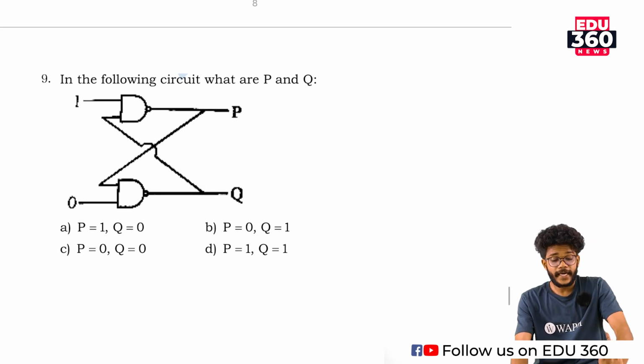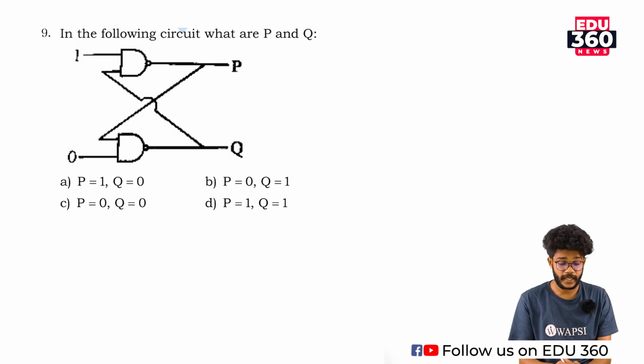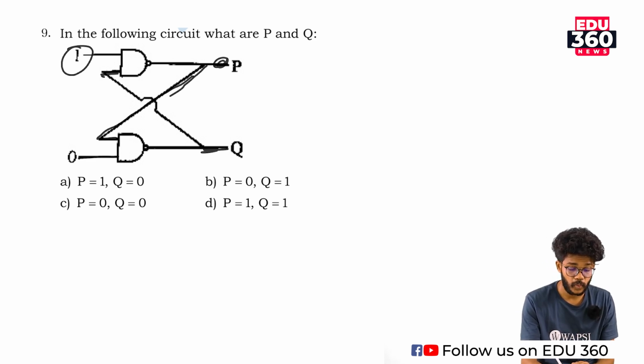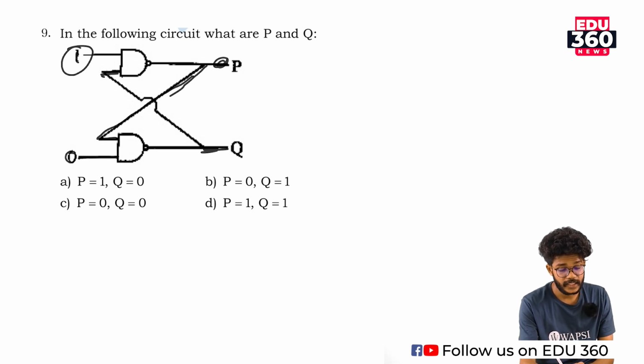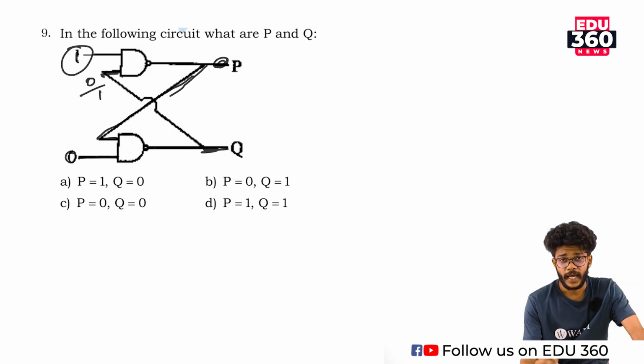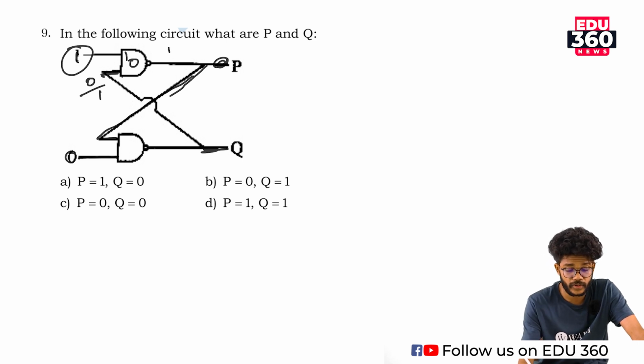And the ninth question is, in the following circuit, what are P and Q? What is the result of P and Q? Actually in here this is 1 and we don't know the Q. Then we don't know the P, and the unknown quantity has given us the input in here. Actually we know that this is 0 and this is 1. This can be 0 or 1, only two chances. If it is 0, this will be 0. If it is 1, this will be 1. So there are two chances, 1 or 0, for the output.